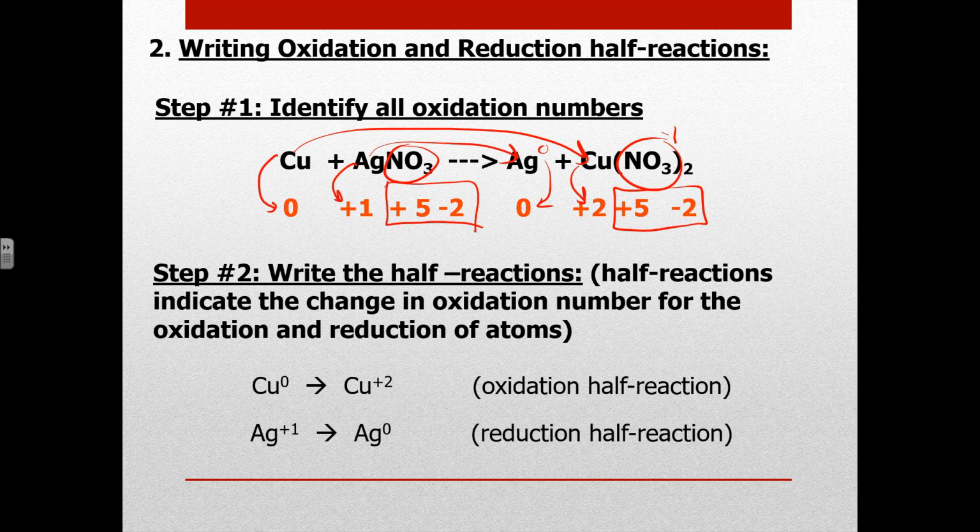And I wrote those there. And I wrote them without any electrons right now. All I'm doing is identifying the oxidation and reduction and showing how they change. So the copper 0 goes to the copper +2, and the silver +1 goes to silver 0. Charge goes down, reduction; charge goes up, oxidation. And those are the two halves of this redox process.